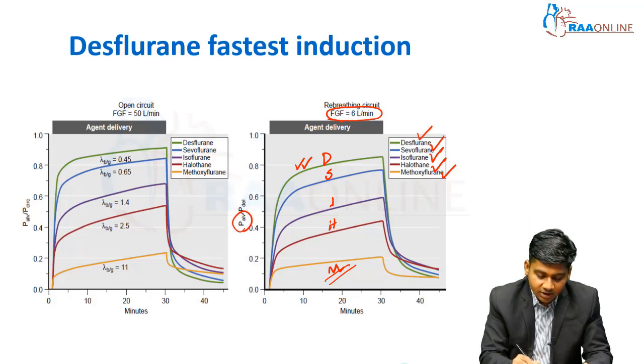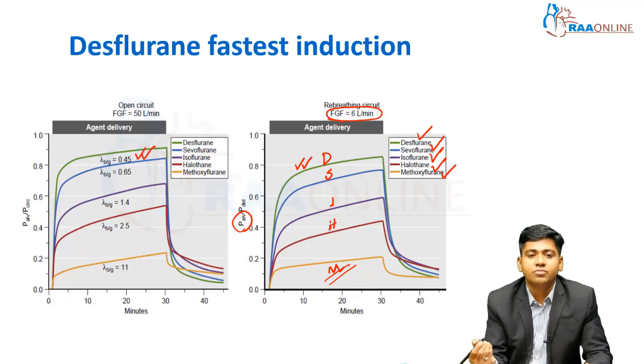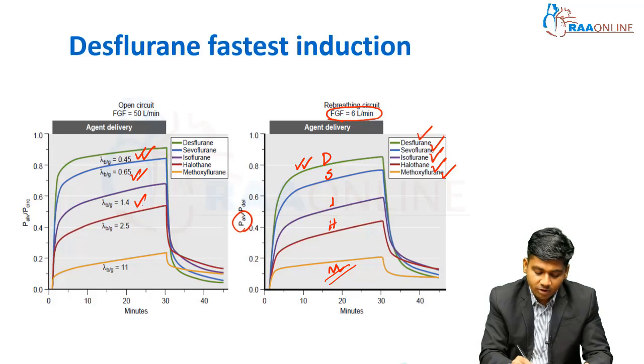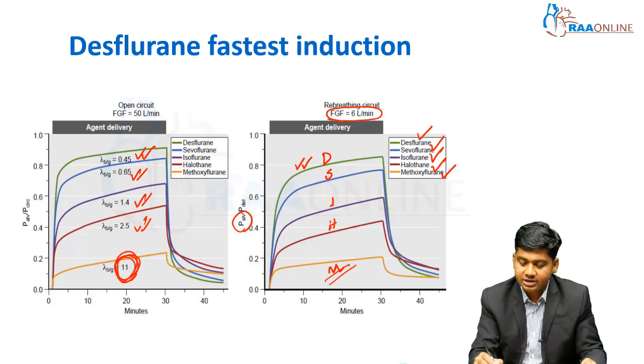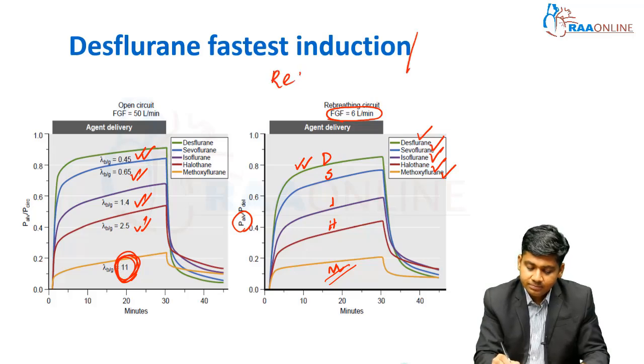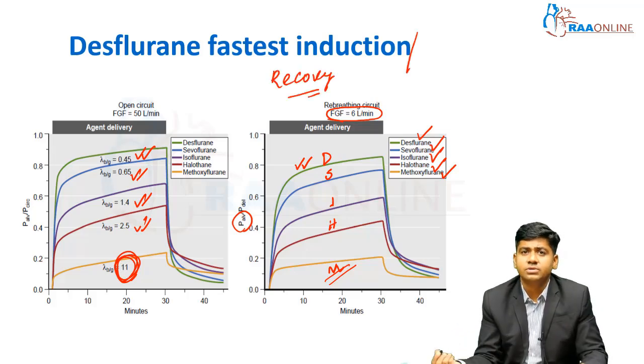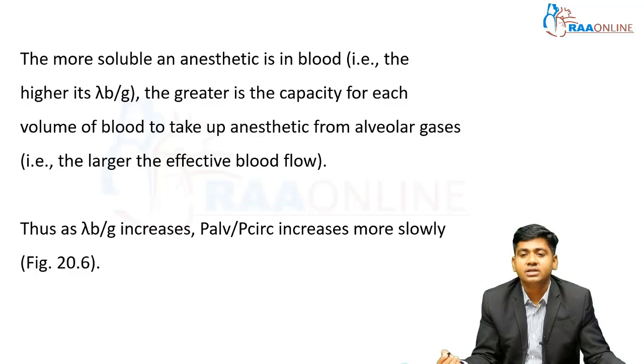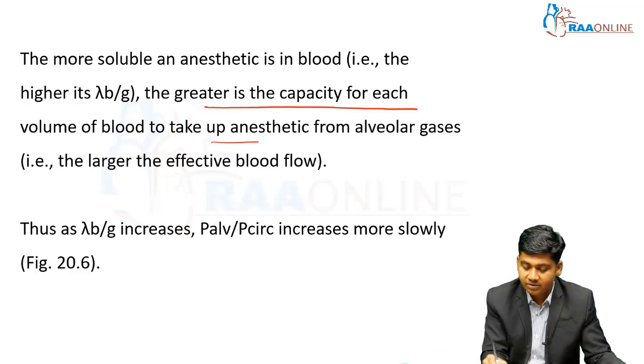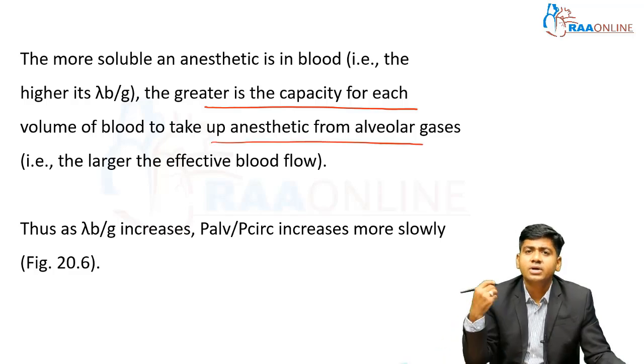So see here, the blood gas partition coefficient of desflurane is 0.45, then 0.65, 1.4, 2.5, and see how much it is for methoxyflurane, 11. Fastest induction or recovery, same thing, recovery is also the same. The more soluble the anesthetic is in blood, that is the higher the blood gas partition coefficient, the greater is the capacity of each volume of blood to take up the anesthetic from the alveolar gas.